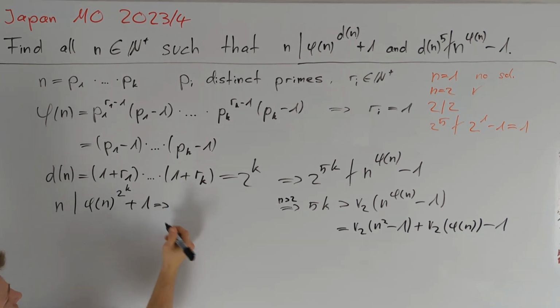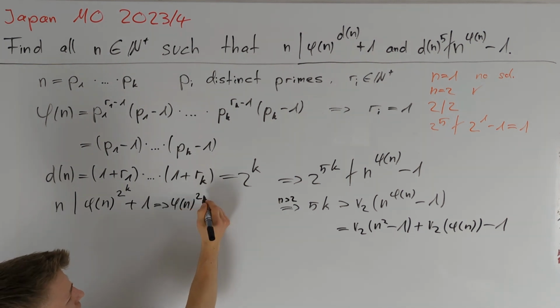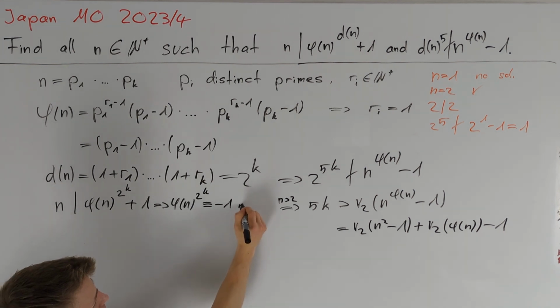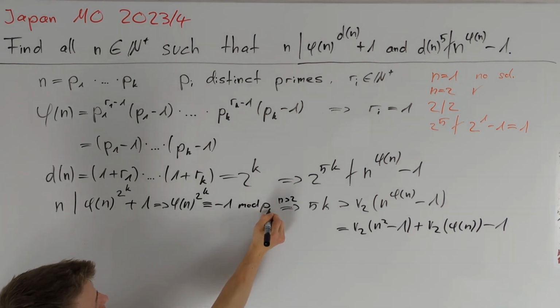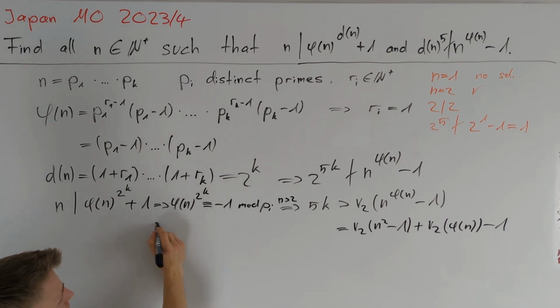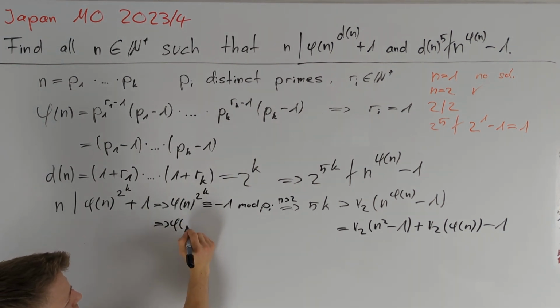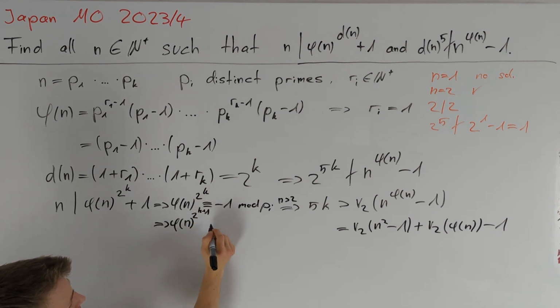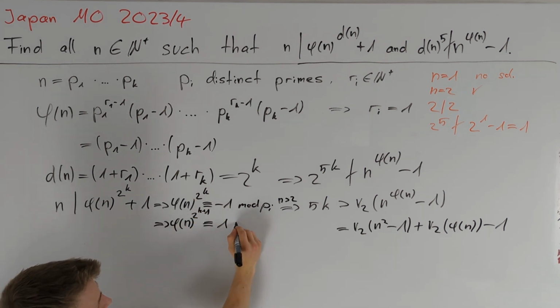This tells us that φ(n)^(2^k) is congruent to -1 modulo p_i for every prime number which divides n, and this also implies that φ(n)^(2^(k+1)) is congruent to 1 modulo p_i.